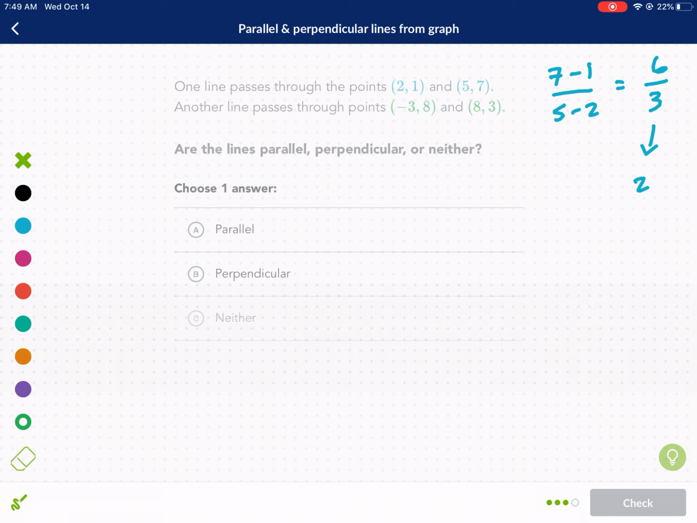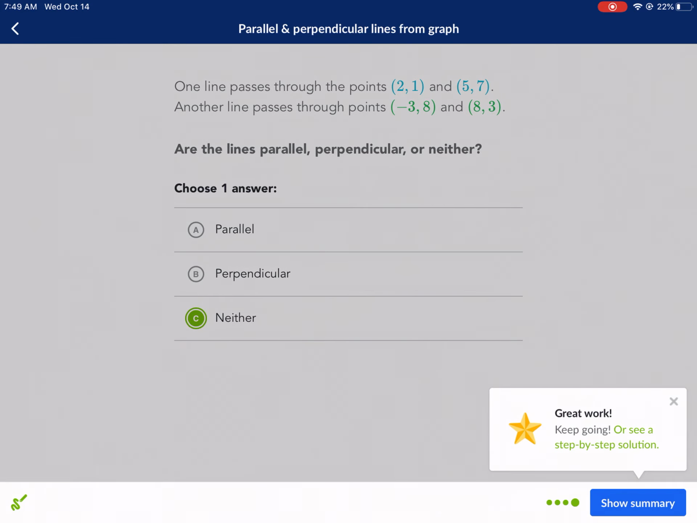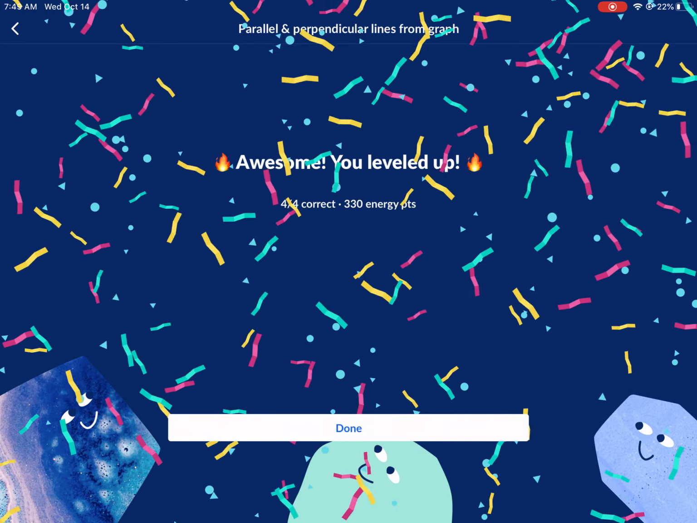This one is going to be 3 minus 8, and then 8 minus a negative 3. So I get negative 5, and I already know this is going to be bad, and I get 11. They're neither. They're not the same, and they're not opposite reciprocals. So we just get neither.